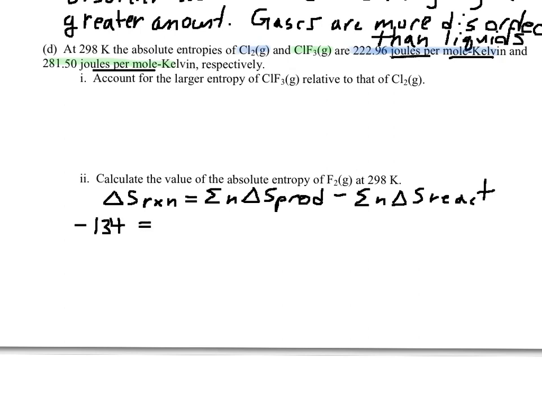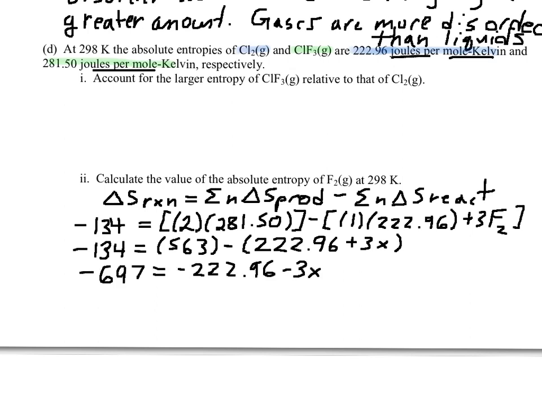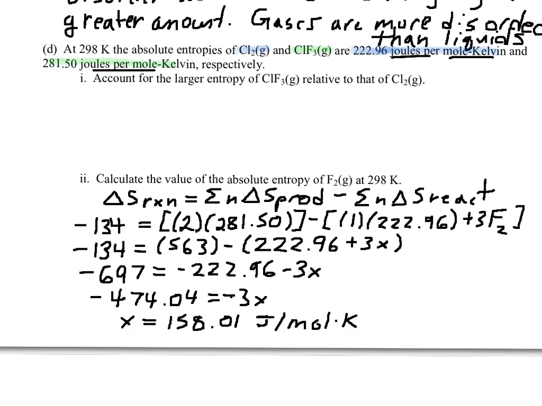Now I can plug in the 2 that it gave me in part D. Okay, here's my products. Don't forget the number 2, the coefficient of the balanced chemical equation. I use that for N. And here's my reactants. And my answer is going to be 158.01, and that's going to be joules per mole Kelvin.